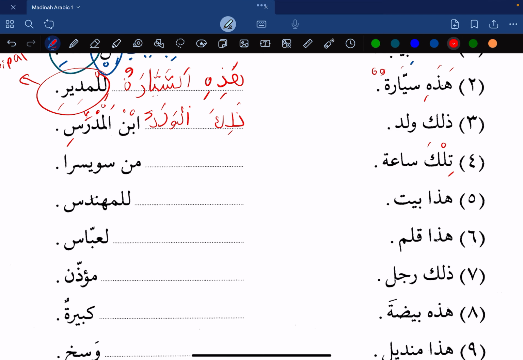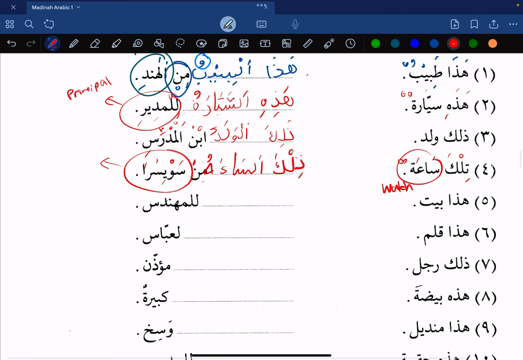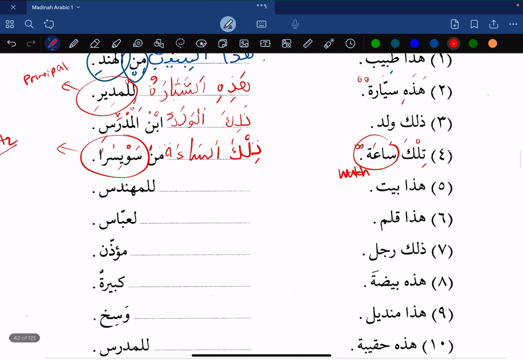تلك ساعة. ساعة is a watch. So we're gonna say تلك ساعة من السويسر. From Switzerland. That watch, this is what it means. That watch is from Switzerland. I'm gonna make it short. I don't have the time to write the whole thing.